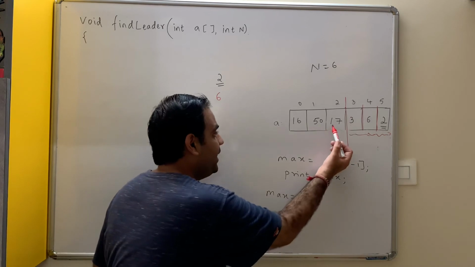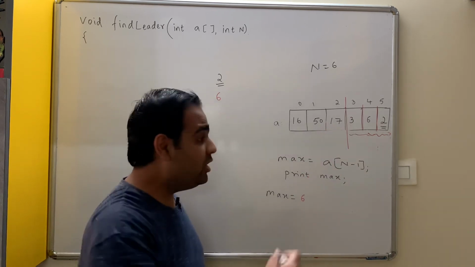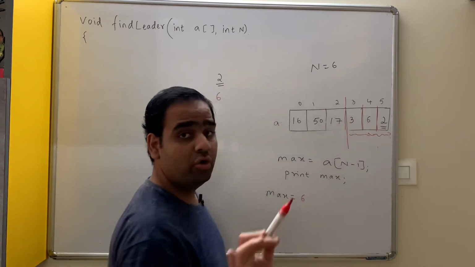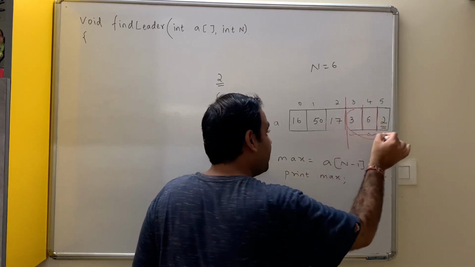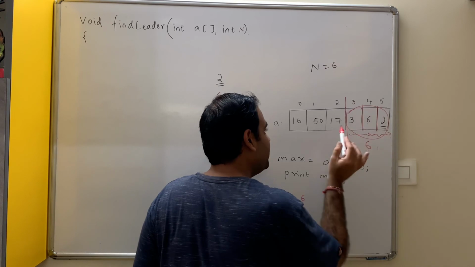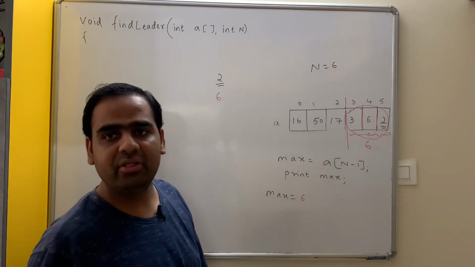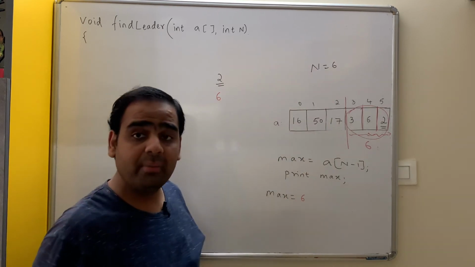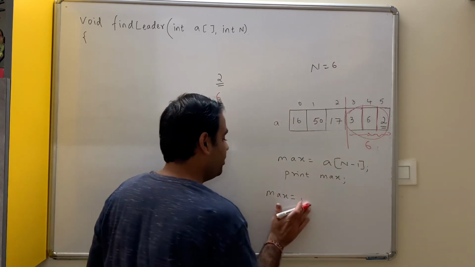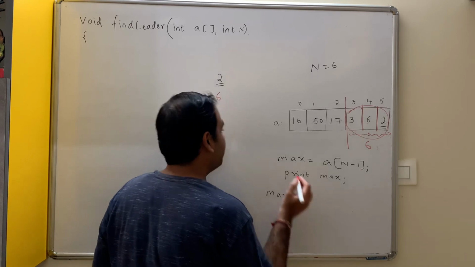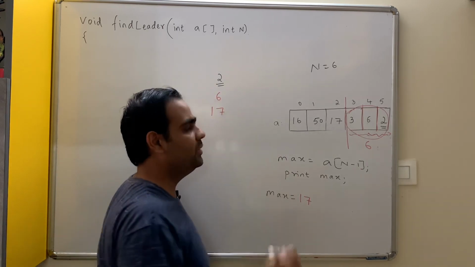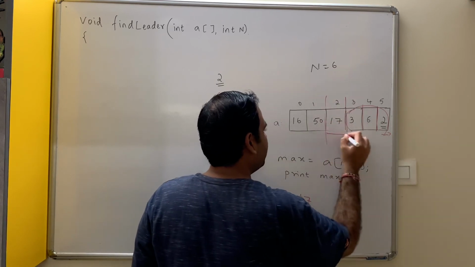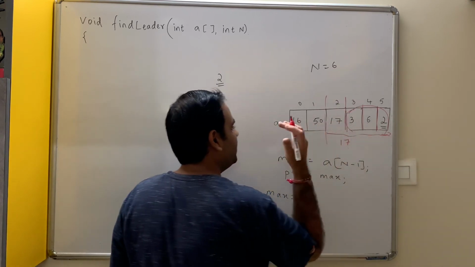Now again you compare, is 17 greater than 6? Will you compare each and every element, 17 and 3, 17 and 6, 17 and 2? No, we know that the maximum of this set is 6. Hence I can only compare 17 and 6. Therefore we compare, is 17 greater than maximum? Yes, 17 is greater than maximum. Therefore we update maximum to 17 and we display 17 as a leader of the array. Now it means the maximum till this point of time is 17.